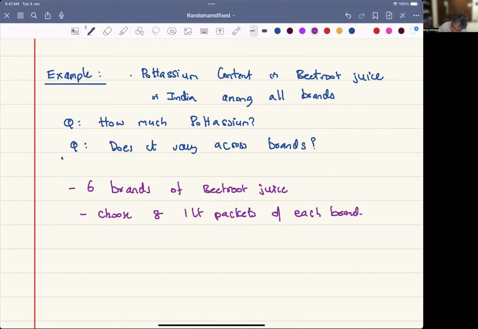So in this case, each brand is like the individual that we had in mind. Each brand has a dependency in what it produces. You can say factory perhaps, like the individual, and these 8 are your form of repeated measurements.